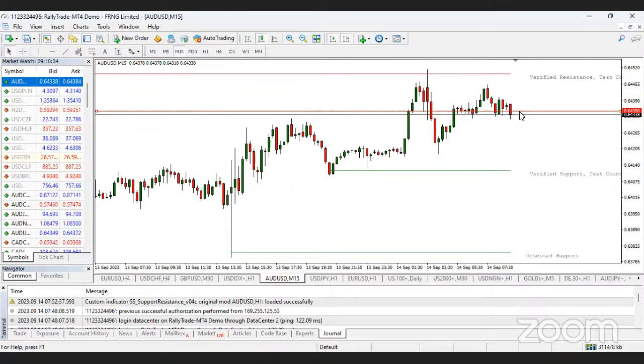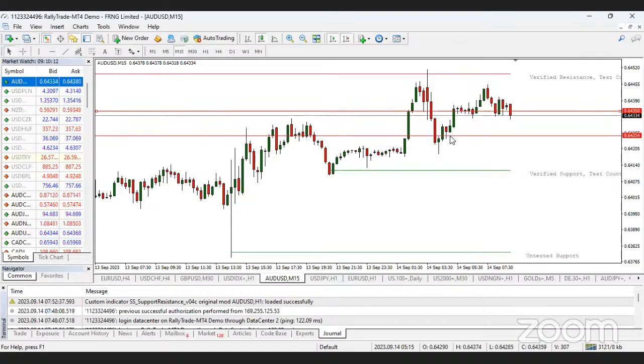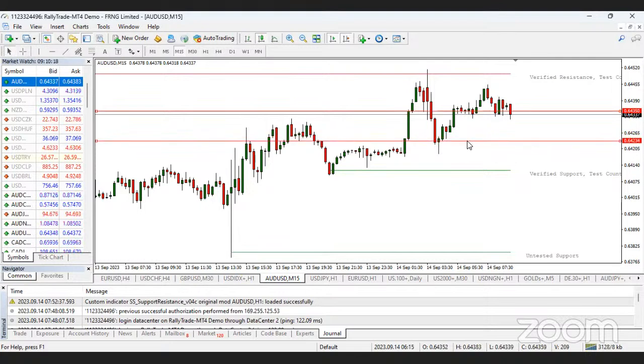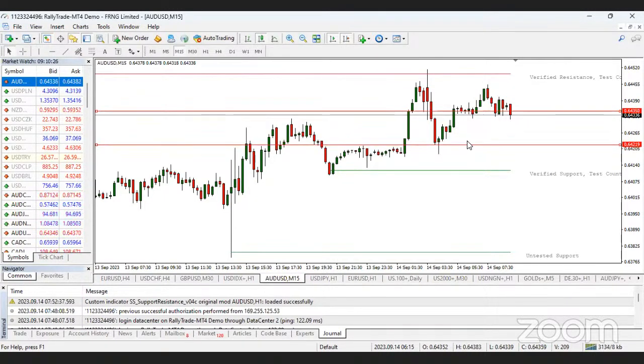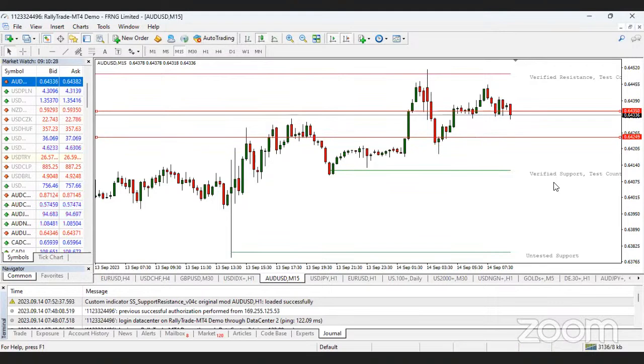So if this current candle is able to break this current support and resistance up to, let's say, price 0.64234, we can go in for a further sell down to the verified support.